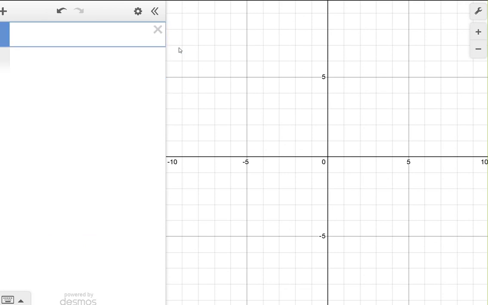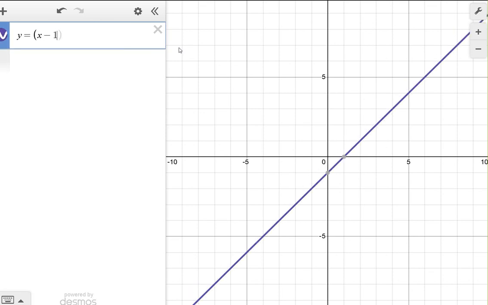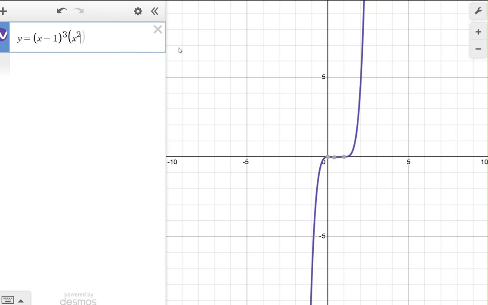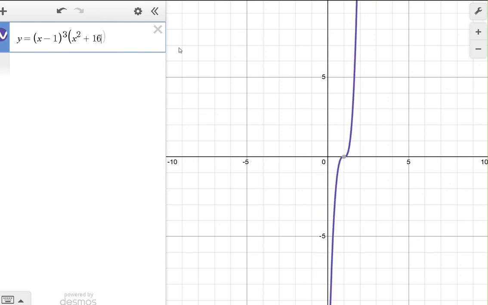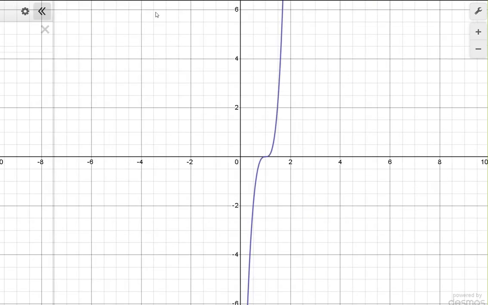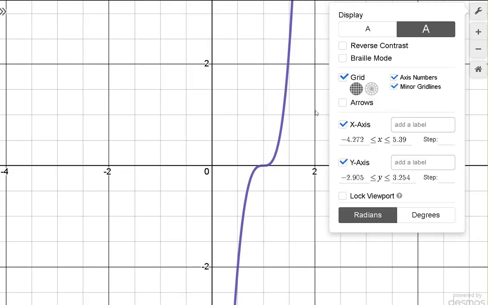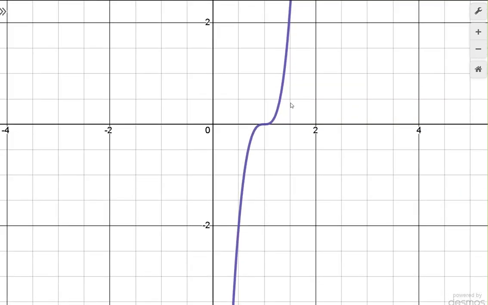I'm going to kind of cheat here a little bit. y equals (x minus 1) cubed times (x squared plus 16). Okay, so here's the graph of this problem. You're asked to find the roots and factor it. Find all the roots.